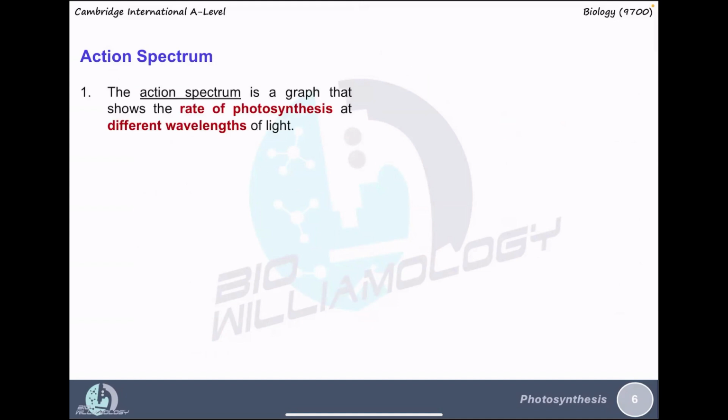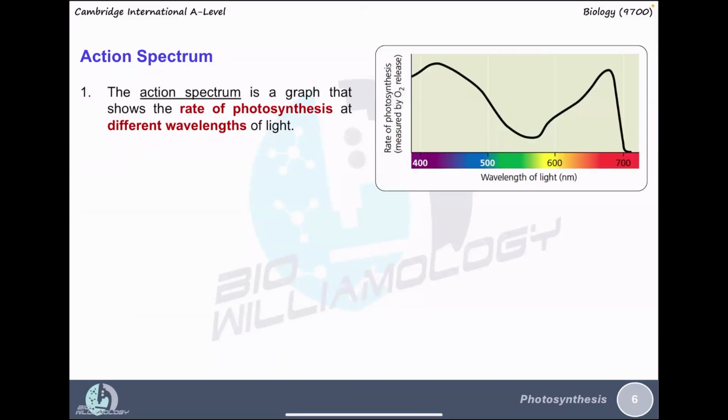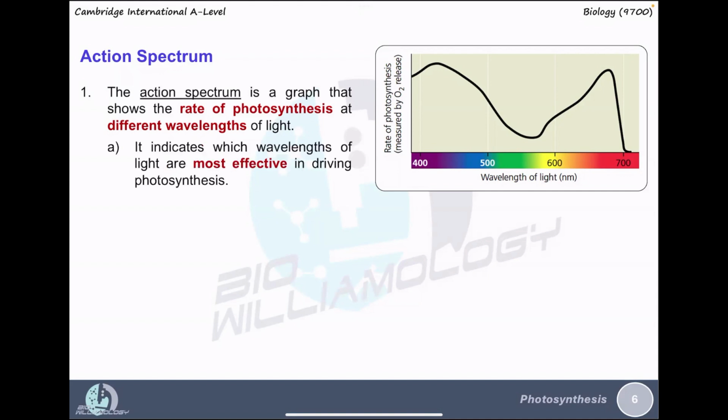So next, let us look at the action spectrum. The action spectrum is a graph that shows the rates of photosynthesis at different wavelengths of light. So this is an example of an action spectrum. Basically, this graph indicates which wavelengths of light are most effective in driving photosynthesis.